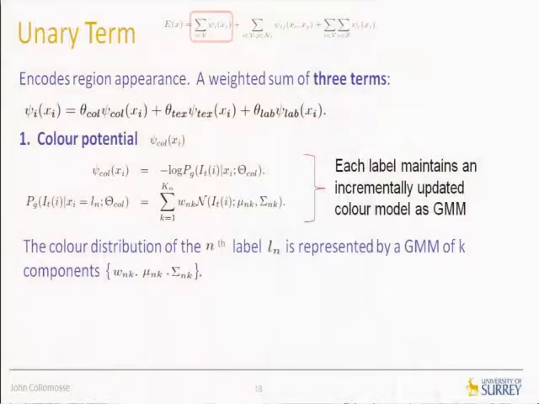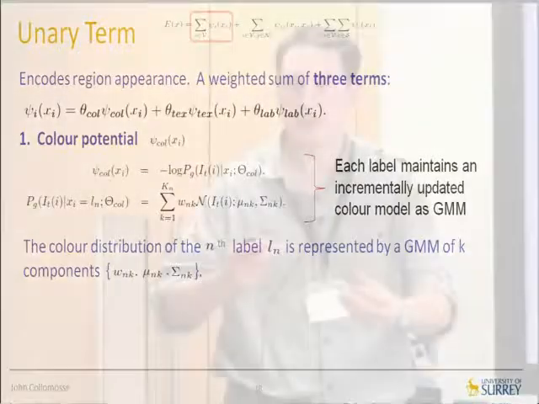The unary term initially isn't so exciting because the first couple of terms are fairly standard. The unary term is made up of a color model, a texture model, and this temporal model, which is the interesting part, which I'll come to in a moment. The color model is effectively a GMM learnt over time for a particular region label. So it's learnt just as a simple color model driven by the pixels that have been labeled as that region in previous frames.